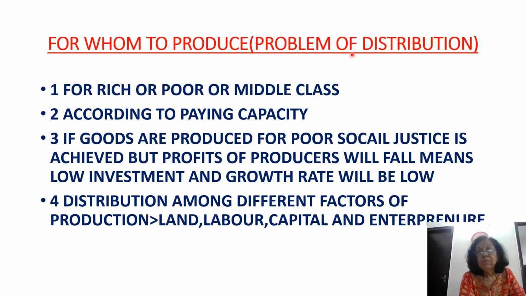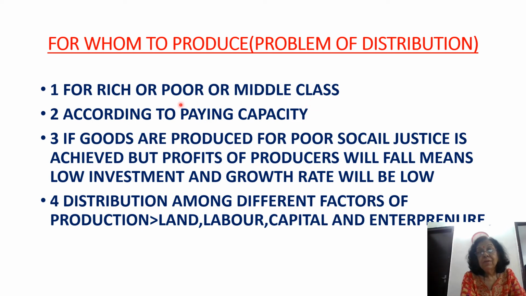For whom to produce? Problem of distribution. The country has to decide whether to produce for rich, for poor, or for middle class. If a country decides to, for example, produce for rich people, then growth rate will be high because savings would rise, investment would rise, and then production will rise, no doubt. But the poor and middle class will suffer. Their standard of living may fall.